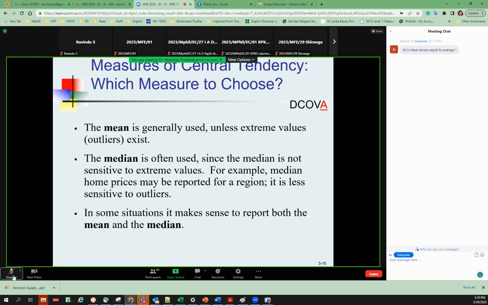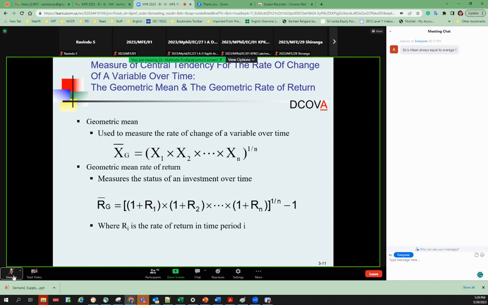These are what we call central tendency measures. Then we have another type of mean. We call it the geometric mean, and the geometric mean rate of return. Now this is the formula to calculate the geometric mean.